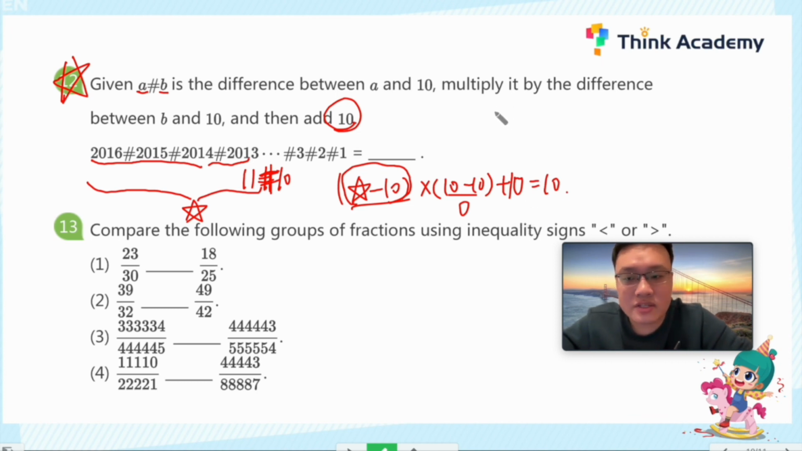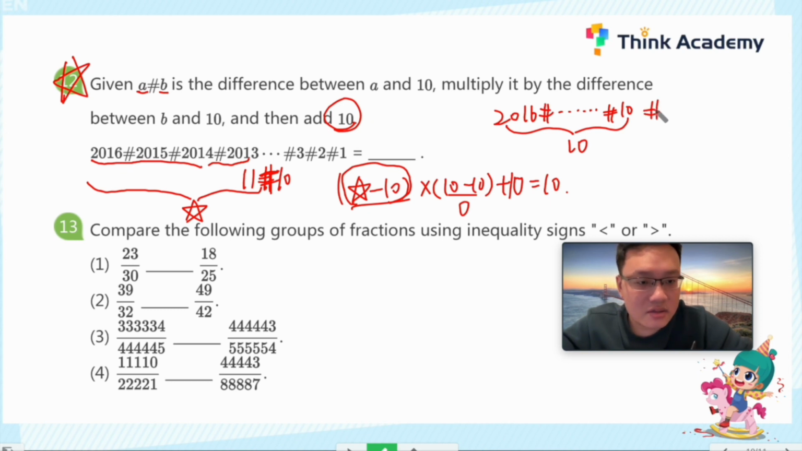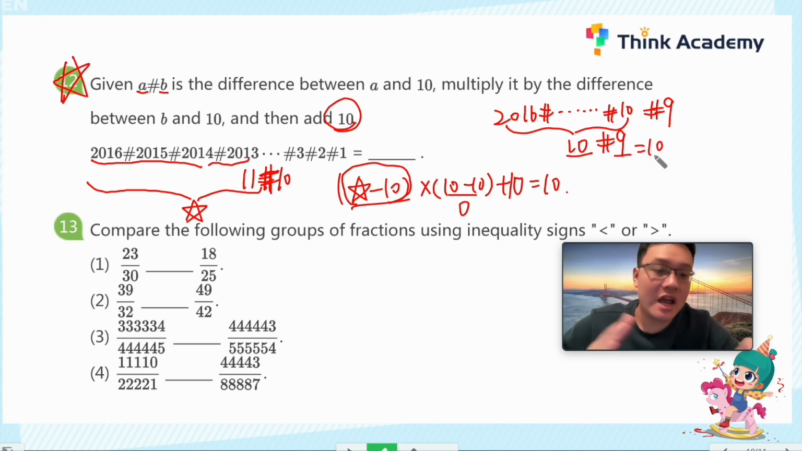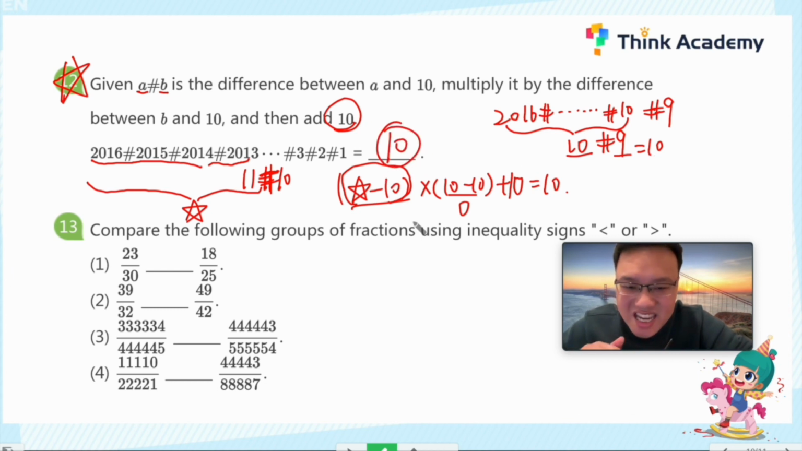So now what we know is that 216 hash all the way, all the numbers until 10, equals 10. And then you got 9. So let's see, this number hash 9, what you got? 10 minus 10, it's still 0. So it doesn't matter if 9 take away 10 is negative or positive, it's 0, guys. So you add 10, you find 10 hash 9 is still 10. And then 10 hash 8, still 10. 10 hash 7, still 10. So basically, until 1, you'll find the final answer is just 10. Okay, tricky question. That's it.